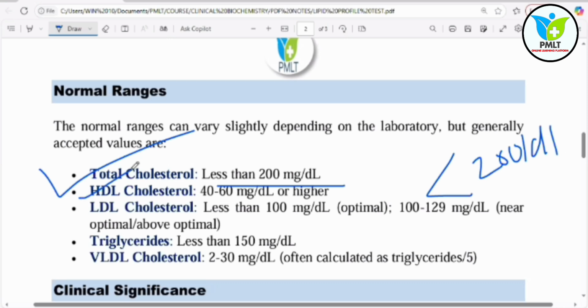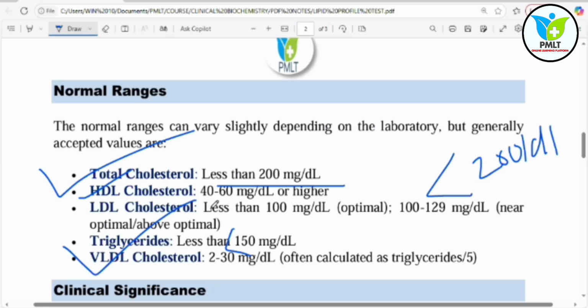After that, HDL or high density lipoprotein cholesterol is 40 to 60 mg per dl. LDL cholesterol or low density lipoprotein cholesterol is less than 100 mg per dl. Triglyceride is less than 150. VLDL, very low density lipoprotein cholesterol, is 2 to 30 mg per dl. Those are all the normal ranges you might find in the lipid profile test.